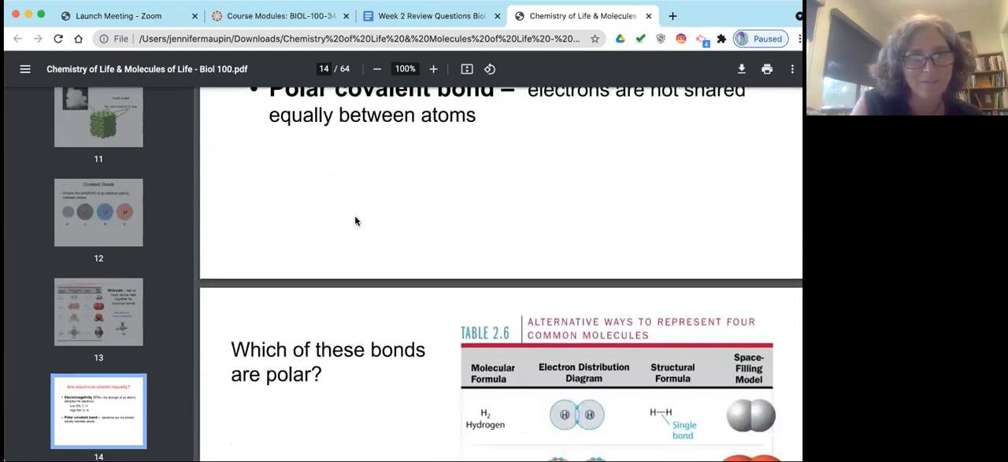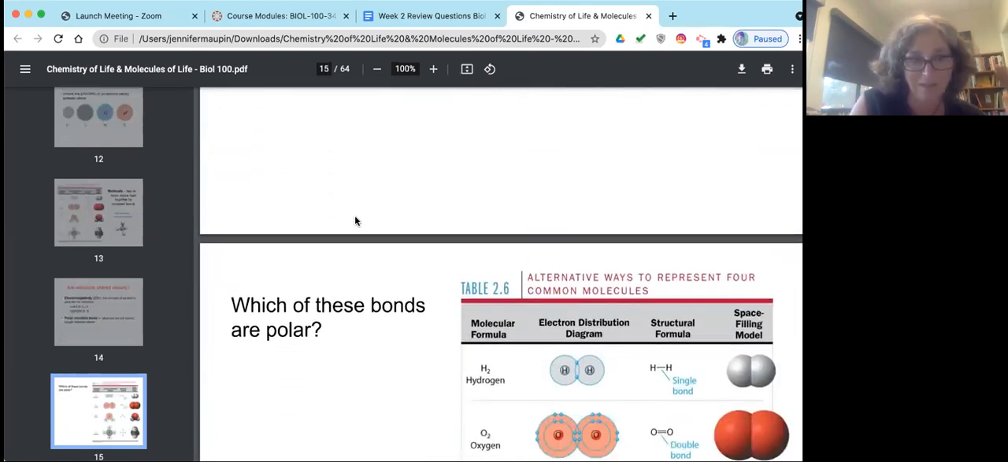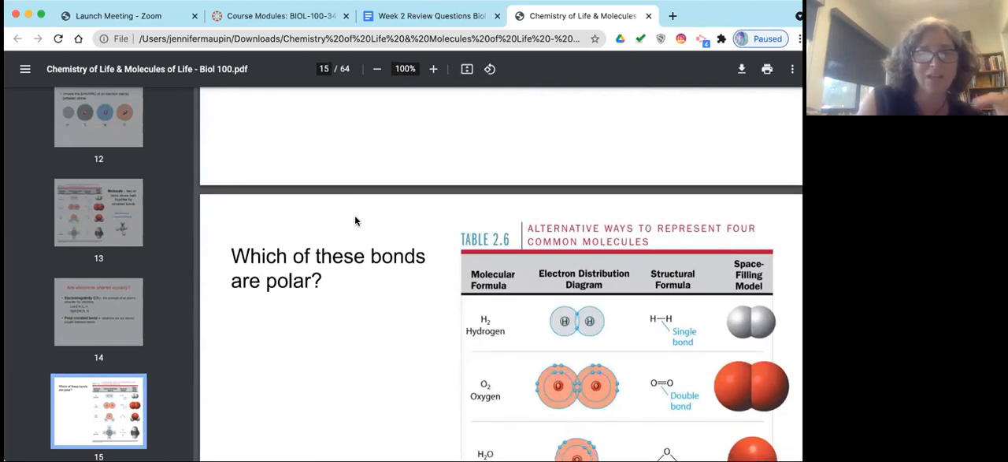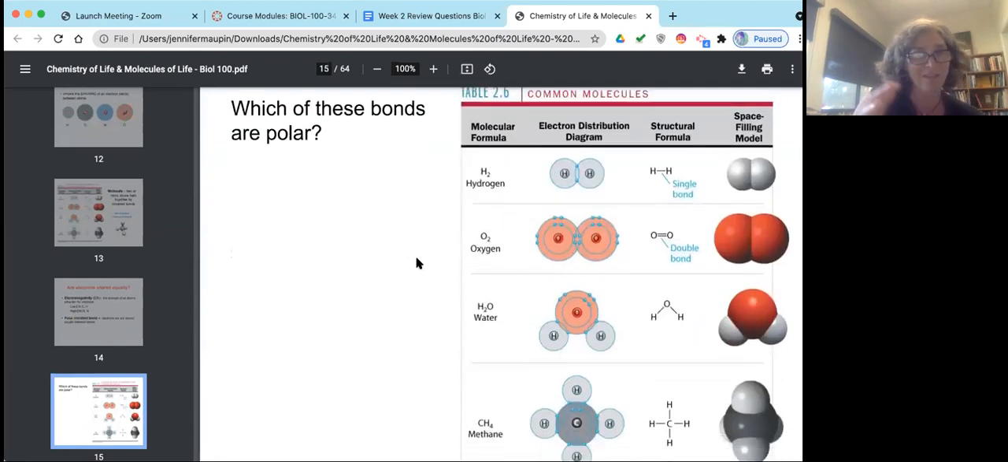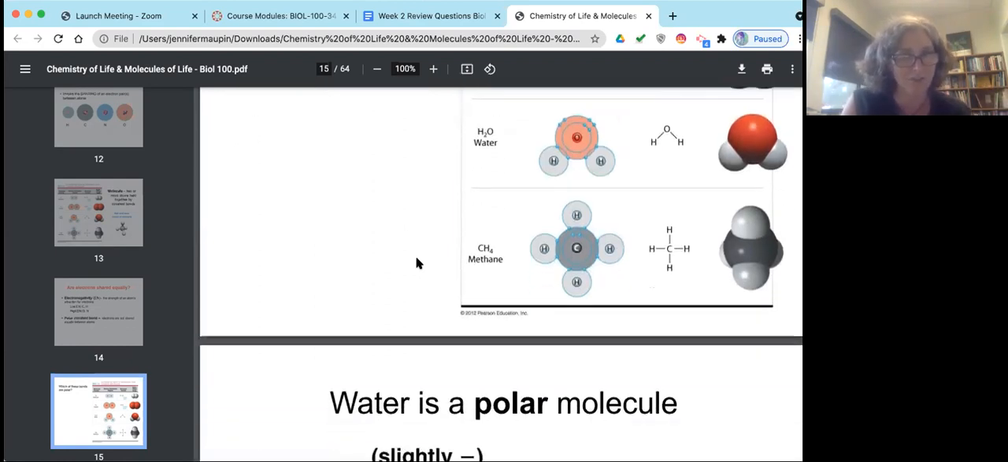It's a bond in which the electrons are not shared equally, and it results in a molecule having regions that are partially negative and other regions that are partially positively charged.